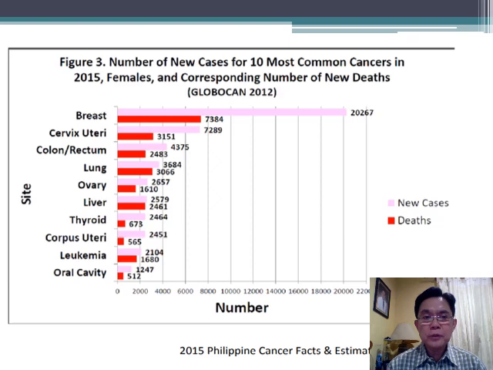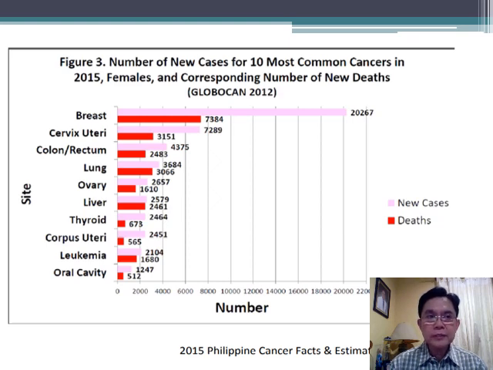This table shows us the incidence of cancers in women based on the Philippine Cancer Facts and Estimates of 2015 and the Globocan report of 2012. If you will see, by incidence, the most common cancer in women is breast, followed by the cervix, and your ovary is number 5, and cancer of the uterus, or endometrial cancer, is number 8.